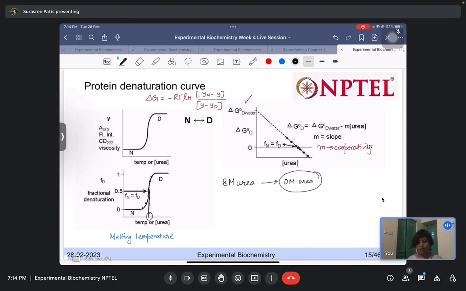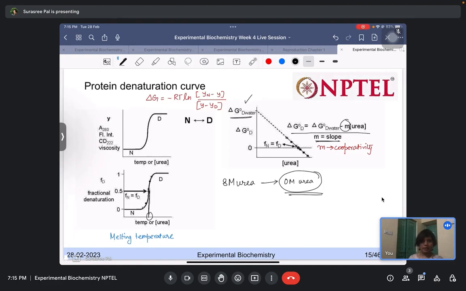at 0 molar urea, it is basically water, right? So there is no urea, it is only water. So this will give you the delta G of denaturation in water, right? And this will be the equation. So from this graph we can determine this equation. Delta G of denaturation is equal to delta G of denaturation in water minus m into concentration of the urea. So here this m is nothing but the slope of this graph, and this m will give us an idea of the cooperativity.